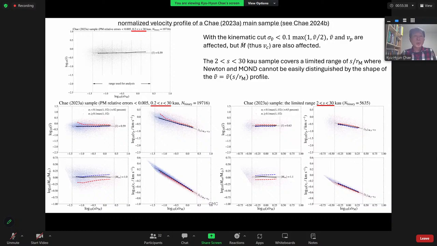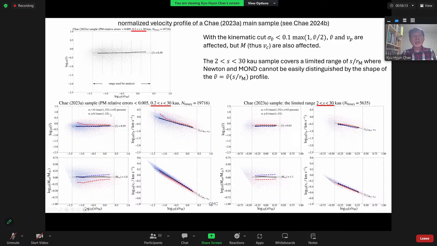So here I'm showing the V-tilde as a function of normalized radius rather than radius itself. Okay, then you can see there is a median elevation, just a natural elevation in this spinning. And now Indranil actually suggested this kinematic cut. Actually he criticized my work based on this kinematic cut. So I applied this kinematic cut.